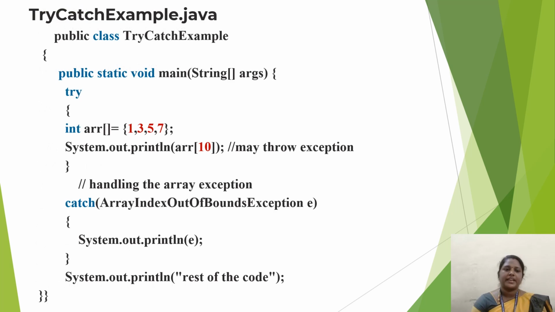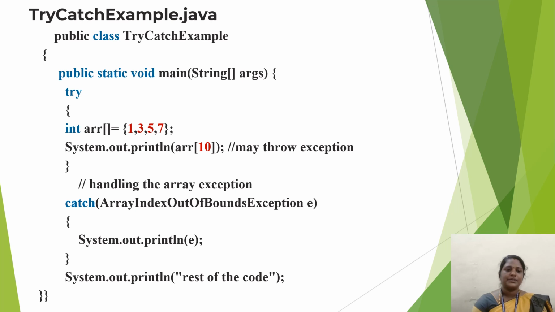The next example of try catch exception: first you have to specify the access specifier. Public is the access specifier. What is the main advantage of this? You can access the class anywhere, so we specify the access specifier as public. Then the class name is user defined. Here TryCatchExample is the class name. Then every program begins in the main.